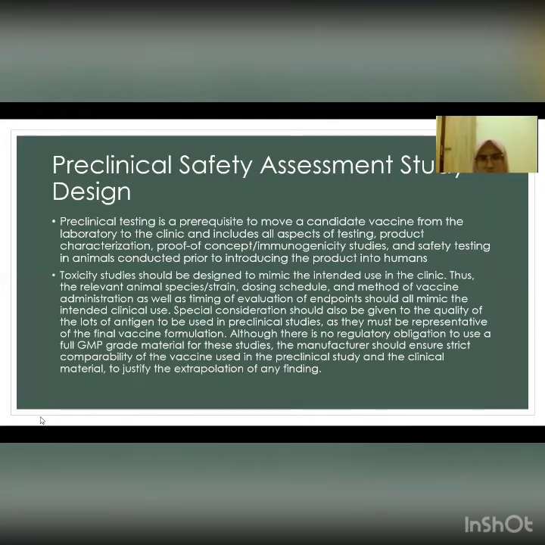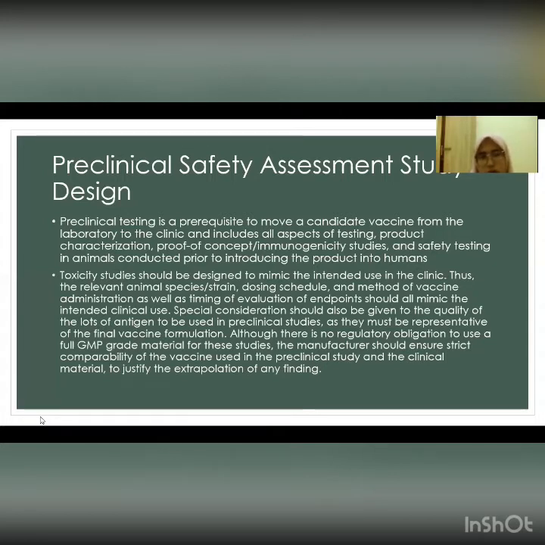So preclinical testing is a prerequisite to move a candidate vaccine from the laboratory to the clinic and includes all aspects of testing, product characterization, proof of concept, immunogenicity studies, and safety testing in animals conducted prior to introducing the product into humans. And also, toxicity studies should be designed to mimic the intended use in the clinic.